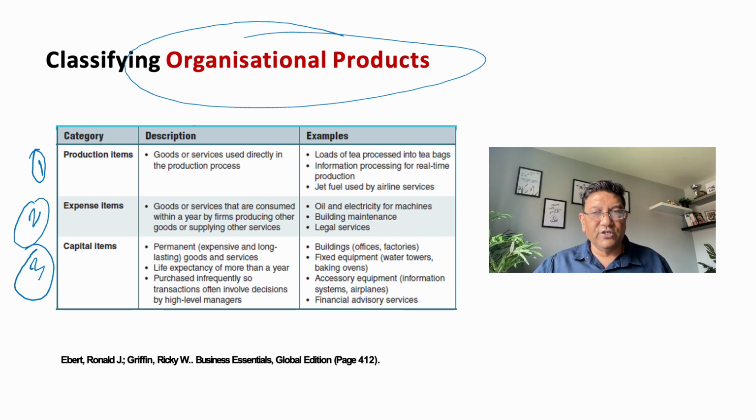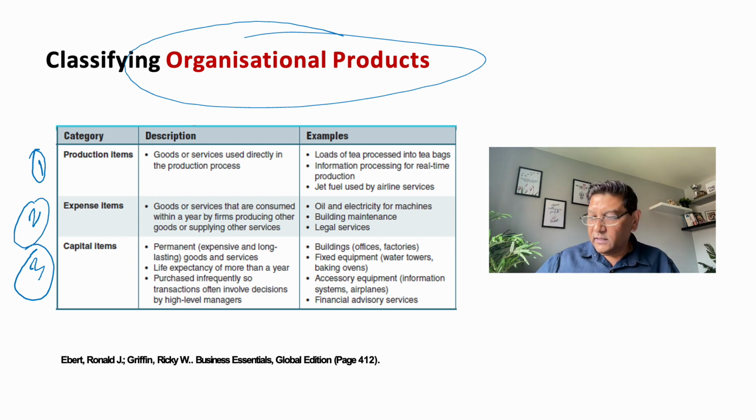Another example is jet fuel used by the airline services. To fly an aircraft, the airline services require fuel. So that is a production item as well. Another example, to produce electricity, either we need coal, or fuel, or nuclear power, or solar panels, or windmills. So all these are production items for the electricity supplier.